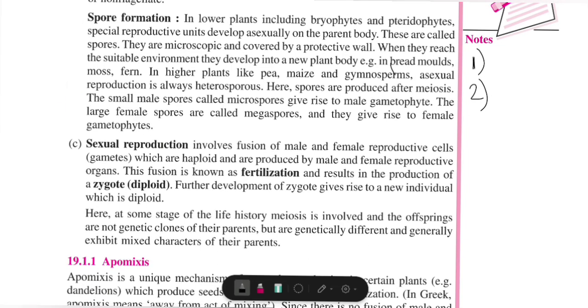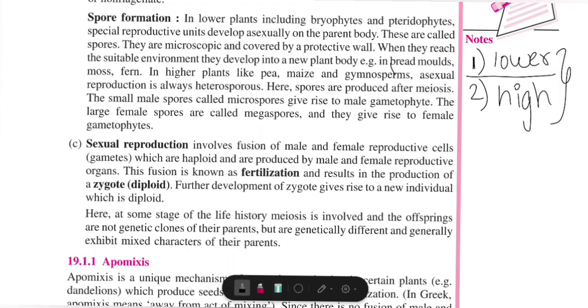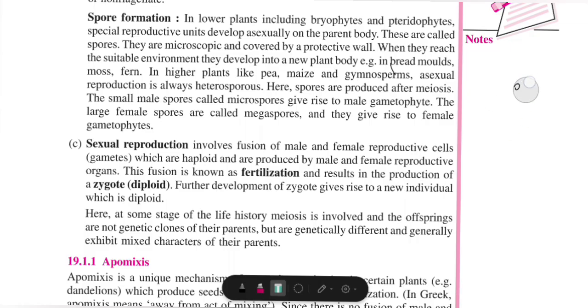The first one is it occurs in lower plants, and the second one is it occurs in higher plants. So two types of asexual reproduction take place. The first one is in lower plants, the second one is in higher plants. Let us discuss how it occurs in lower plants first. So in lower plants, including bryophytes and pteridophytes, special reproductive units are developed asexually on the parent body.